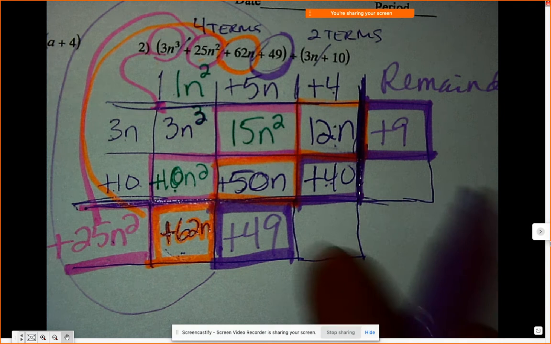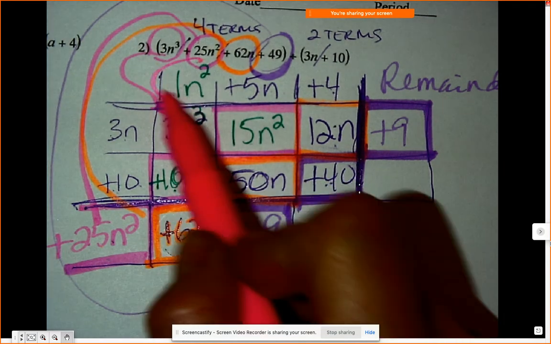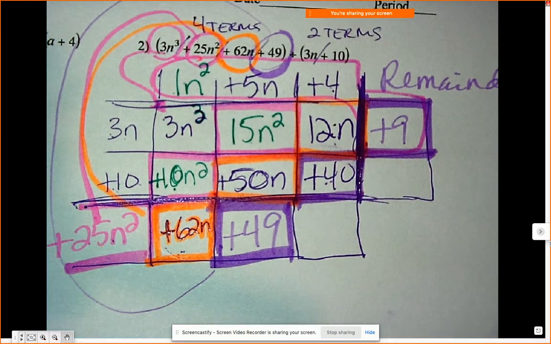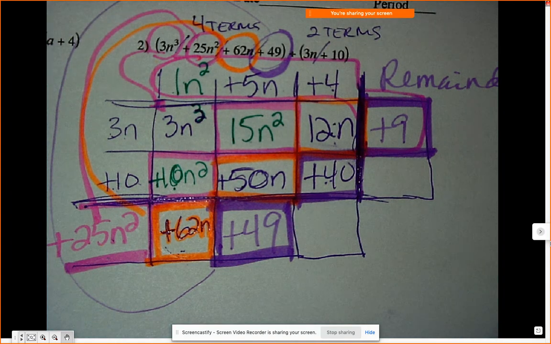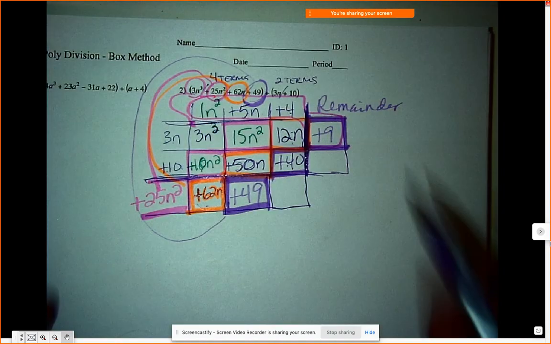Apparently, I didn't need those boxes. I drew a little too many. But here's how you write your answer. This is our answer along with the remainder. Now, I need to show you how to appropriately write this. How do you write a remainder? We've been writing it incorrectly. But I'm going to show right now how you're supposed to write it correctly. And I'm going to do a little sidebar while I'm in here. Here's my sidebar.